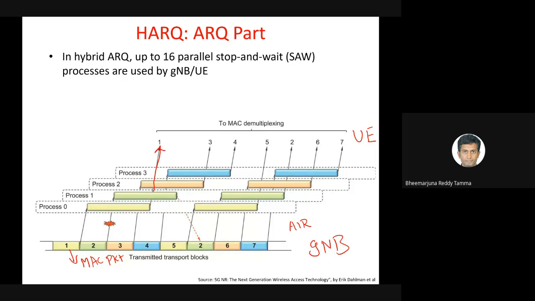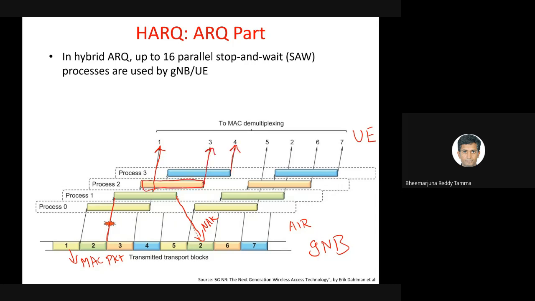Whereas the second one has been transmitted by the base station and the user equipment has received it over process 1. That means stop and wait protocol instance 1. But in this case, CRC has failed. So because of that, it has sent a negative acknowledgement. And the third one went successfully. The third one is here, yes.